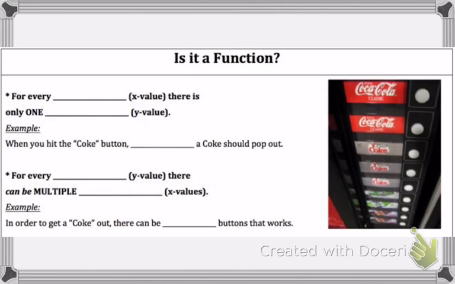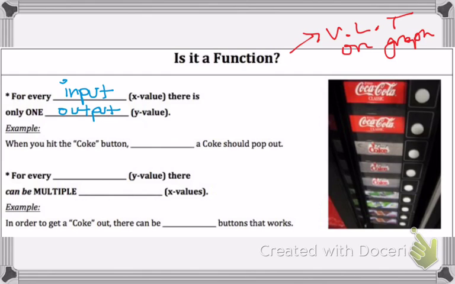All right, so is it a function? We have already talked about functions in terms of the vertical line test on a graph. So now we're going to talk about ways to tell if it is a function without a graph. So first, for every input, there is only one output. Okay, so in an XY table, we have the in and the out. So that is what this is talking about.